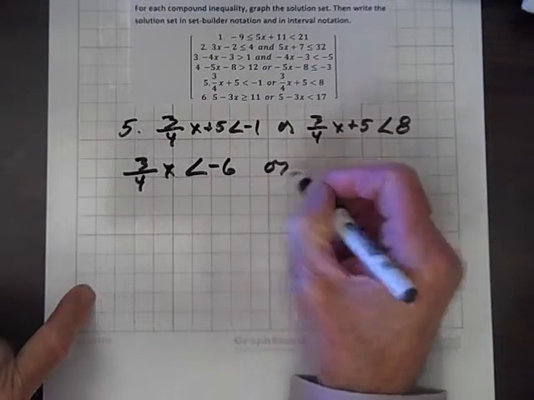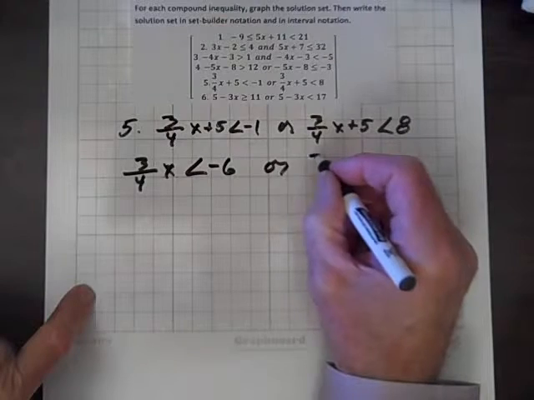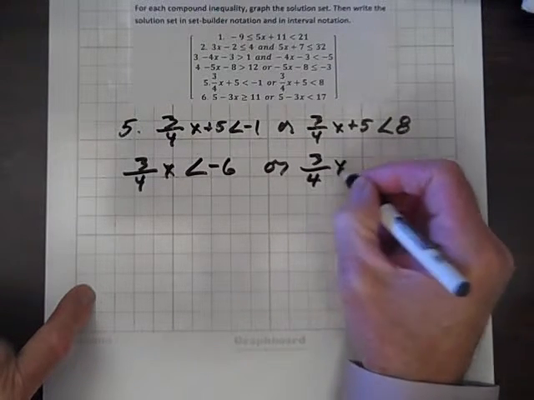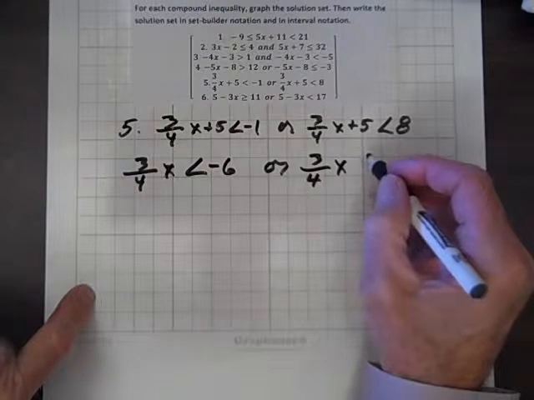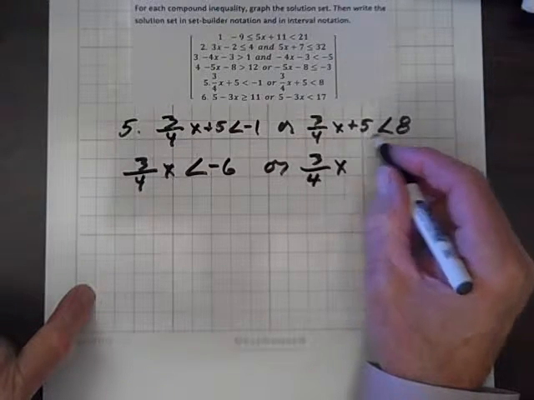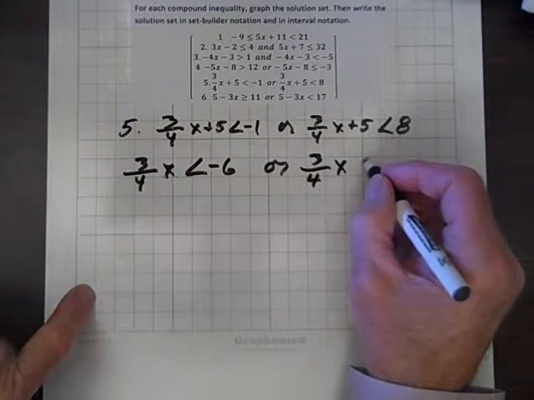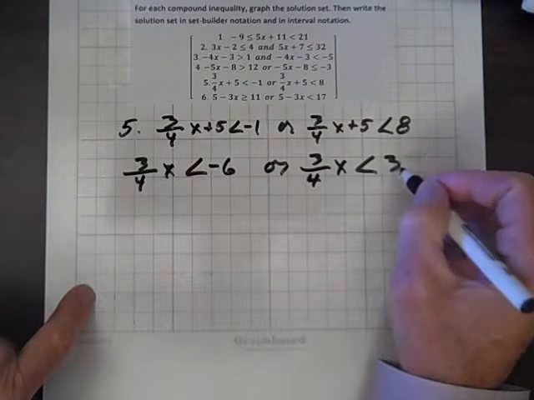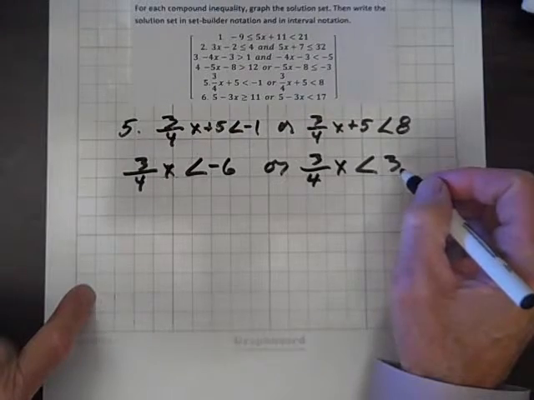Or, again, we have to isolate 3/4 x and move that 5 to the other side, so we'll subtract 5 from both sides, and 8 minus 5 is 3.